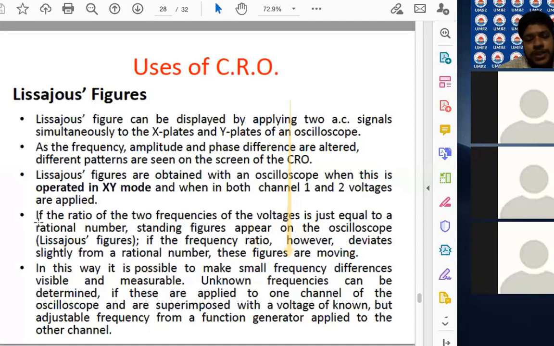And if the frequency ratio is not a rational number, meaning if we take the ratio of both frequencies and it is not a rational number, what will happen? The figure that appears will keep on moving, and it will not be a standing figure. So we can't say that it is a Lissajous figure.